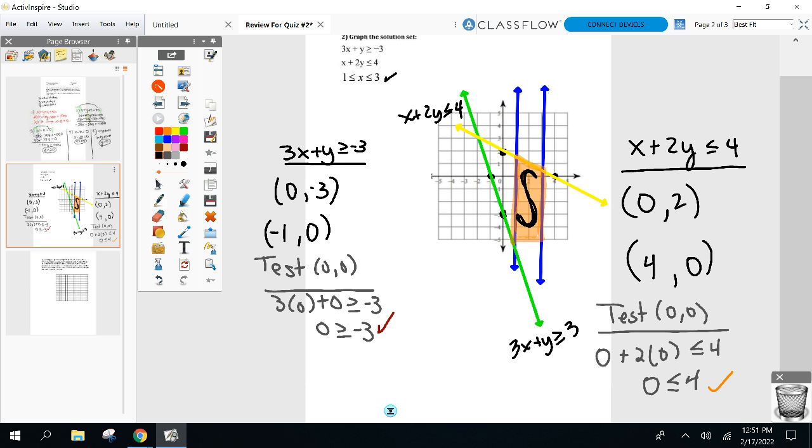I'm not going to be critical at all. Just put it in the middle, something like that. That's fine. As long as it's somewhere near the line, I'm good. All right, let's do this.